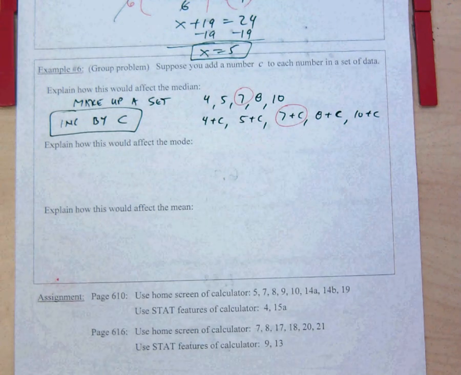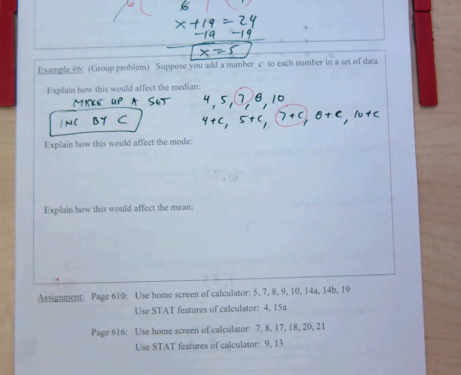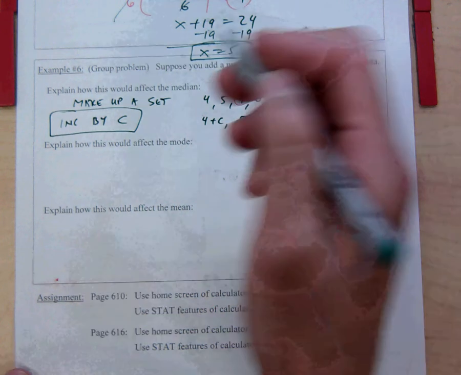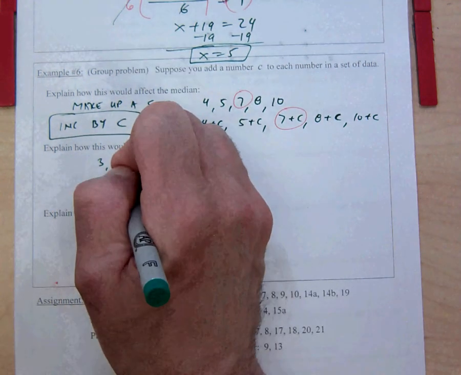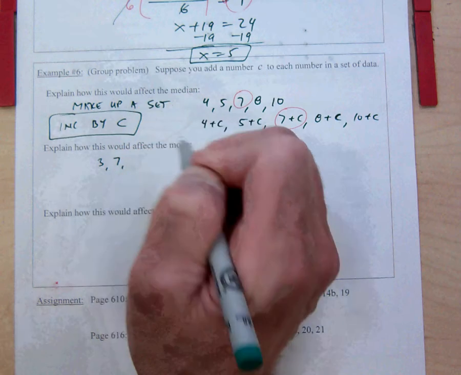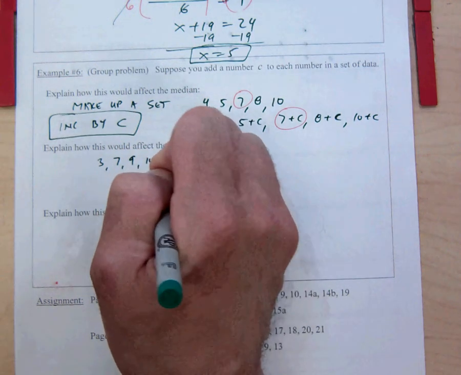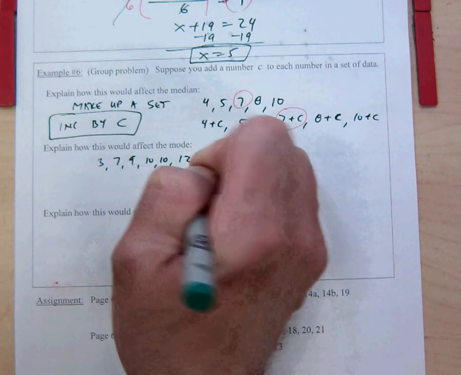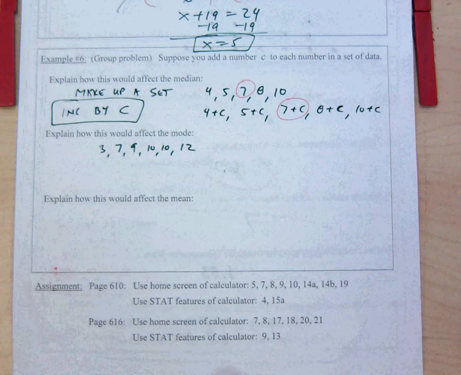Okay, so it increases by c, right? The old median was 7, for example. Now it would be 7 plus c. So I just kind of experimented here and figured it out. Does that make sense? Okay, how would that affect the mode, guys? Would that affect the mode? Well, again, make up a data set that has a mode. What's the mode there? 10.